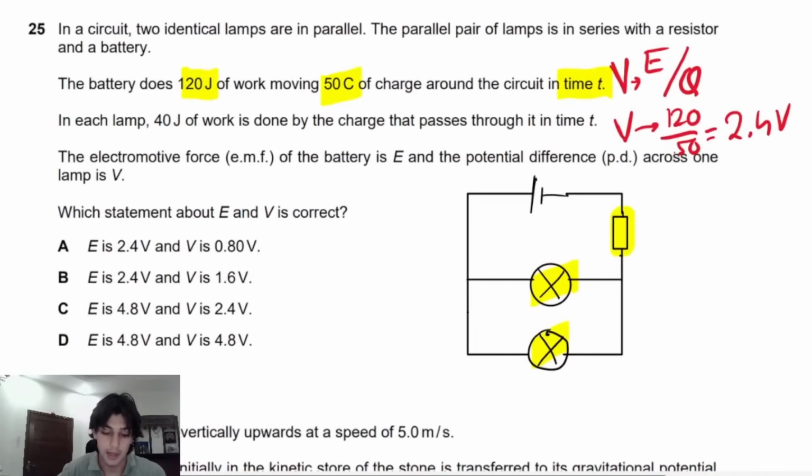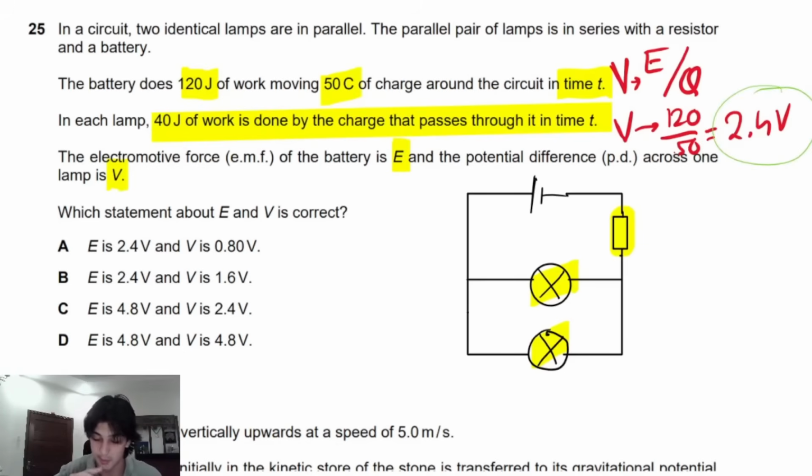Now in each lamp, 40 joules of work is done by the charge that passes through it in time t. Interesting. So the EMF of the battery is E and the potential difference across one lamp is V. Now EMF is the initial potential difference that is given to the charges moving, and that is obviously going to be 2.4 because that is what we calculated in the beginning. So we can ultimately rule out option C and D. Now we just need to find the value of V across a lamp.